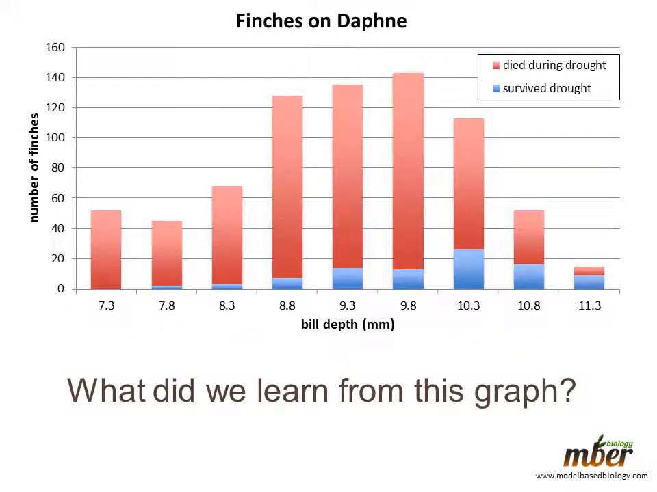Here we have this graph. Keep in mind your x-axis. Keep in mind your y. What did we learn from this graph? What's that red indicate? What does the blue indicate? Did the majority of finches survive the drought, or did the majority of finches not survive it? And why? What was the exact cause of death?